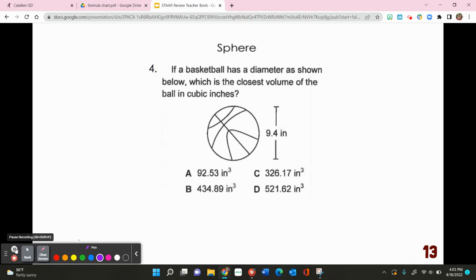Okay, next we're going to go ahead and find the volume of a sphere. So here it says, if a basketball has a diameter as shown below, which is the closest volume of the ball in cubic inches? So here I'm finding the volume of a basketball. Now remember, a basketball, its three-dimensional shape would be a sphere.